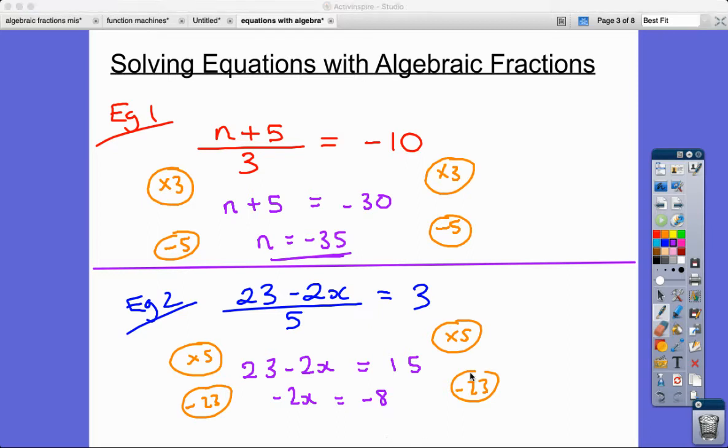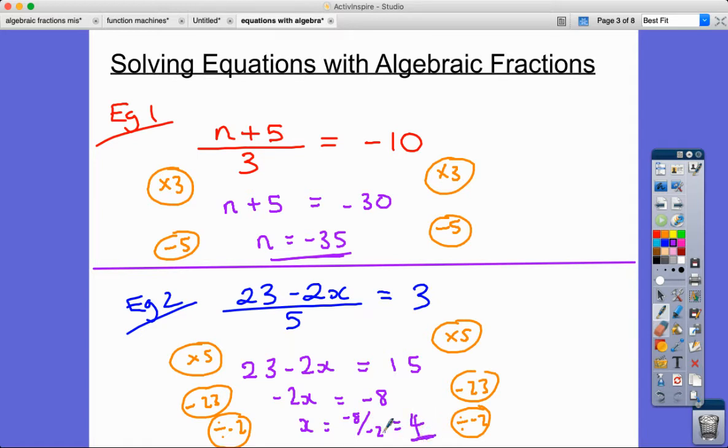Okay. So then the last job I've got to do is to divide by negative 2 to get just the x term on its own. So x equals negative 8 divided by negative 2, which is equal to positive 4. And of course, I can put that back in and check. So 23 minus 4 times 2, which is 8. 23 minus 8 is 15. 15 divided by 5 equals 3, correct. And I can probably give myself a smiley face for being correct. Okay, so let's move on.